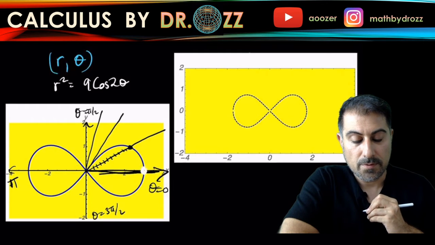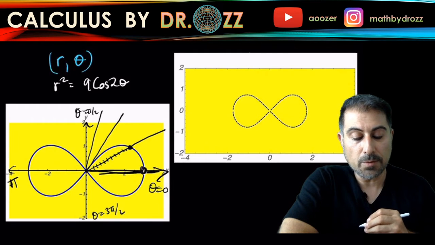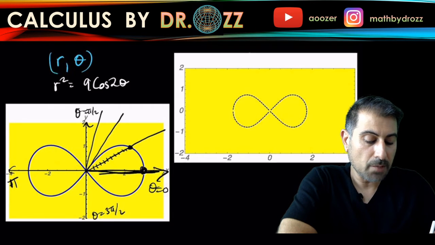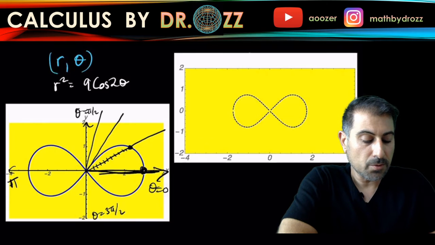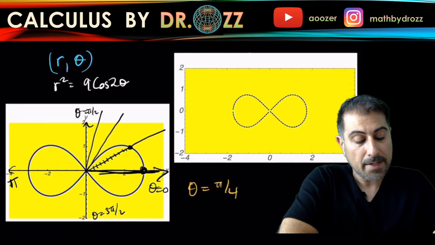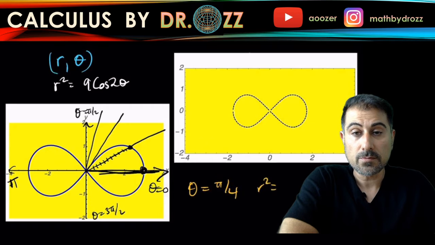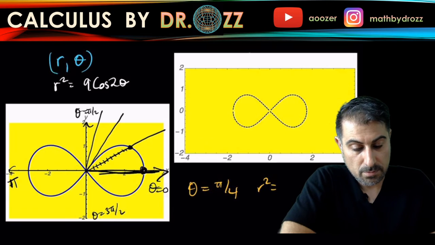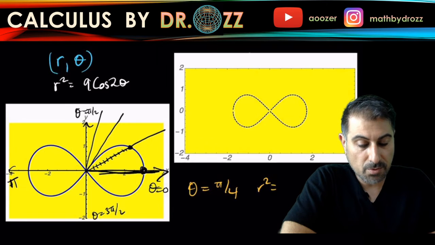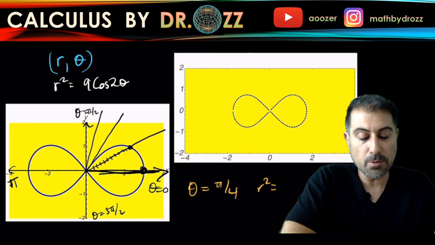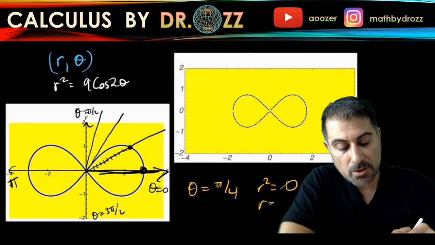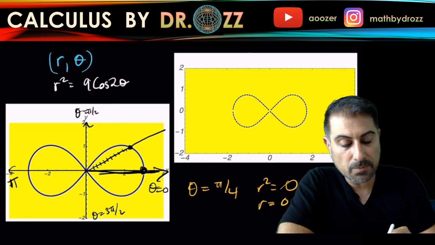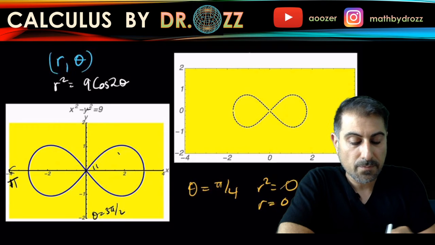All right. So for example, if theta equals pi over 4, let me just write that down here. If theta equals pi over 4, then r squared equals 9 cosine pi over 2. Okay, so that means cosine pi over 2 is 0, and r is going to be equal to 0. Let me just clean this part as well, because that's different stuff.